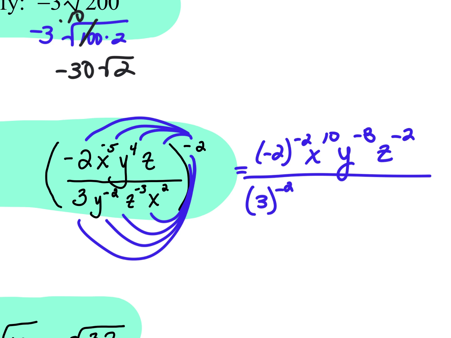The top goes x, y, z. What does the bottom say? Y, z, x. Okay, you can leave it in that order, or you can rewrite it so they're in alphabetical order. It doesn't matter. Just don't get confused with something silly like that. I'm going to go in alphabetical order.